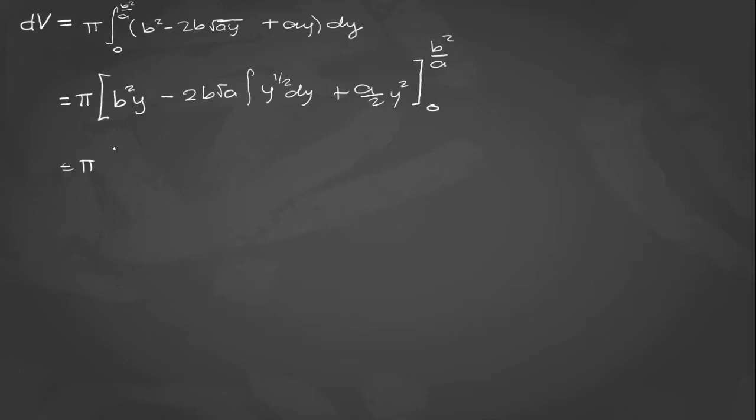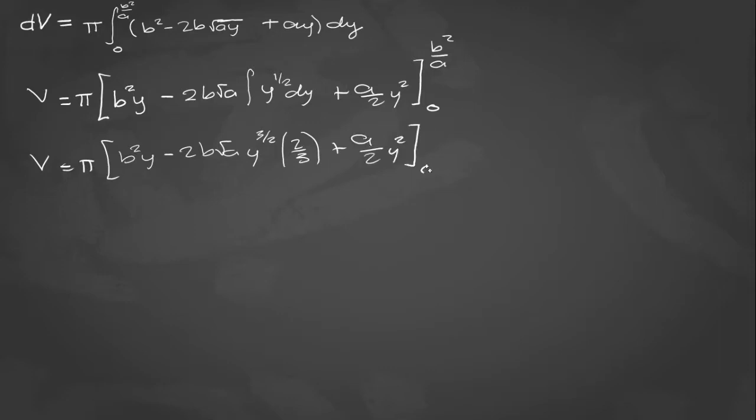So it will become v is equal to pi, b squared y minus 2b squared of a. Now, integrating y raised to 1/2, we add 1 to the power. We have 1/2 plus 1, which becomes 3/2. So this will become y raised to 3/2, and the reciprocal of our power here is multiplied to the term. So this will become 2/3, plus a y squared over 2, integrated from 0 to b squared over a.